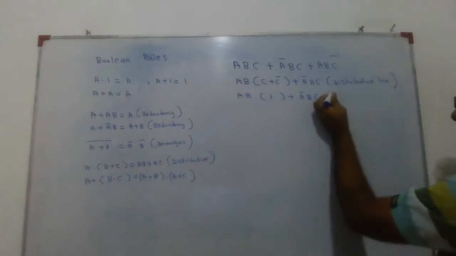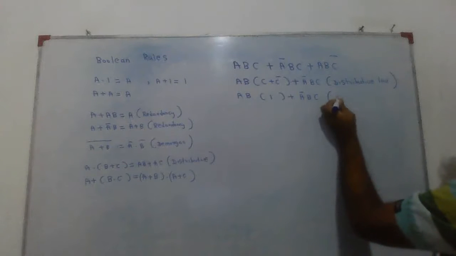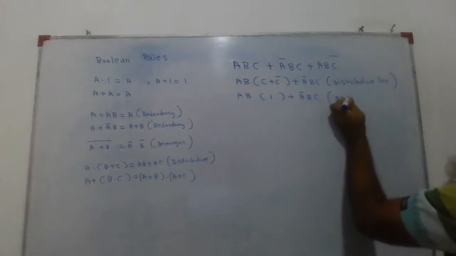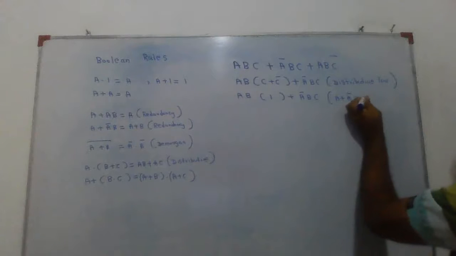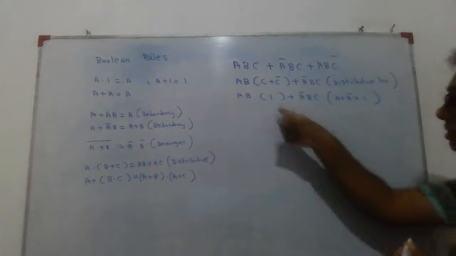No need to mention the name of the rule here. Instead we say A or A bar equal 1. So that's why we get 1 here.